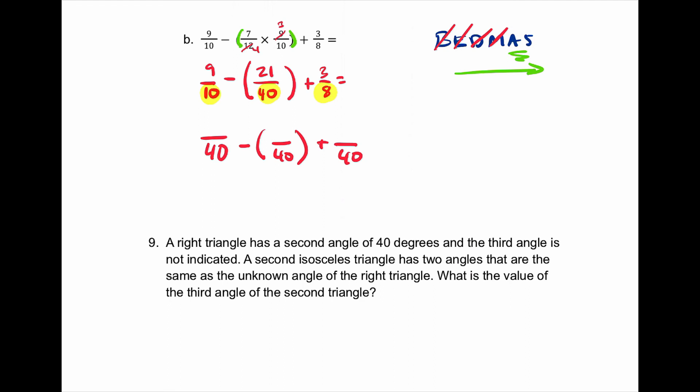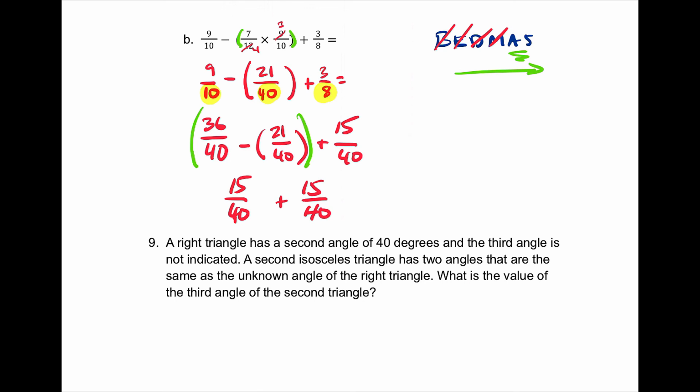So the first one, 10 to 40 is times 10. So 9 times 10 is 36. For the middle one, it's already at 40, so that's just going to stay at 21. And for the last one, from 8 to 40, that was times 5, so 3 times 5 is 15. Okay, so let's start off with this first part right here, the subtraction. So again, I know my answer is going to be over 40, and 36 minus 21 is going to be 15 over 40. Plus the 15 over 40.